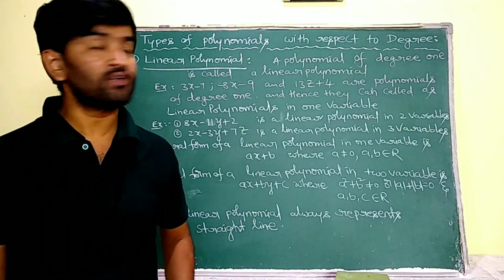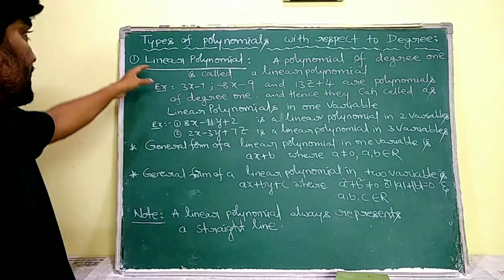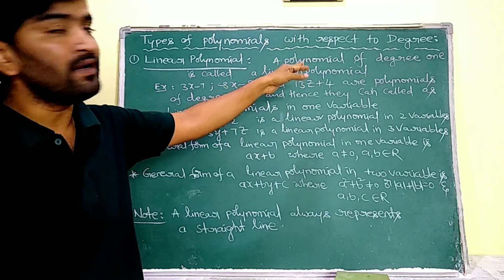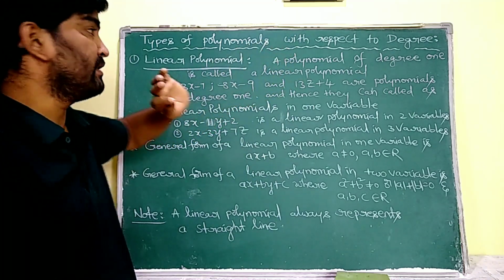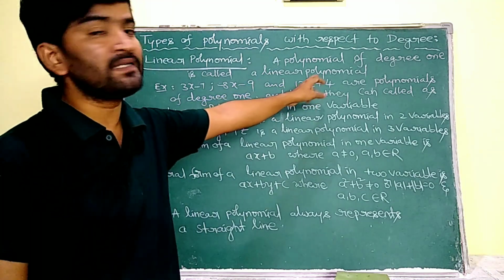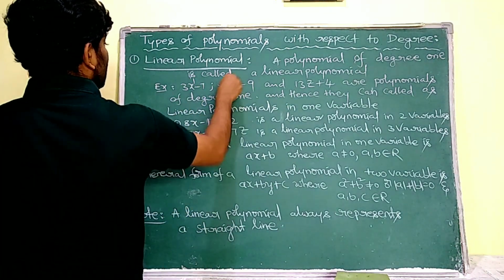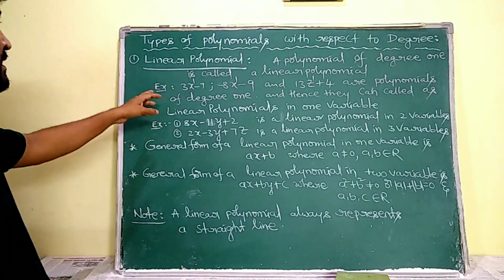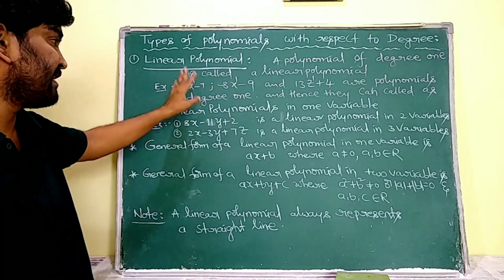Okay, Seema, now we are going to discuss the types of polynomials with respect to their degree. Okay, the first one is the linear polynomial. A linear polynomial is a polynomial of degree 1. A polynomial of degree 1 is called a linear polynomial. For example, see, 3x minus 7, minus 8x minus 9 and 13z plus 4. These are linear polynomials because the degree of x is 1 here, and the degree of the variable z is 1 here. So these polynomials have degree 1, so these are linear polynomials in one variable.